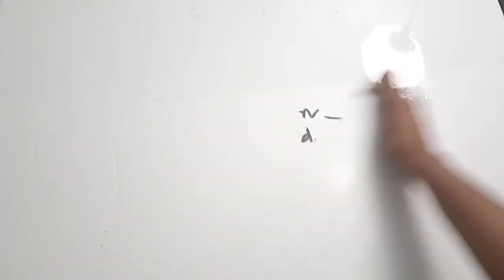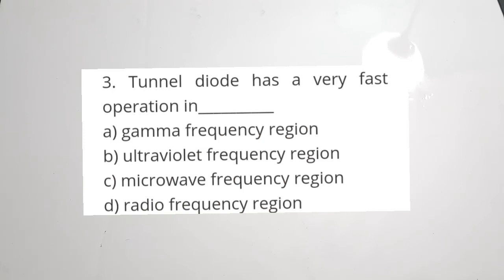The 7th question is from tunnel diode. Tunnel diode has very fast operation in dash. It is actually asking the frequency range. A, gamma frequency region, B, ultraviolet frequency region, C, microwave frequency region, D, radio frequency region. Correct answer is C, microwave frequency region.